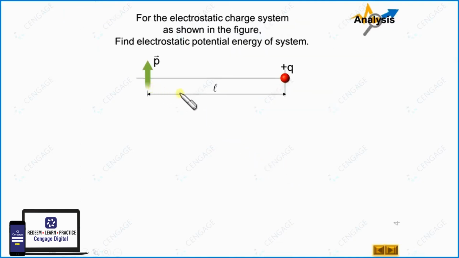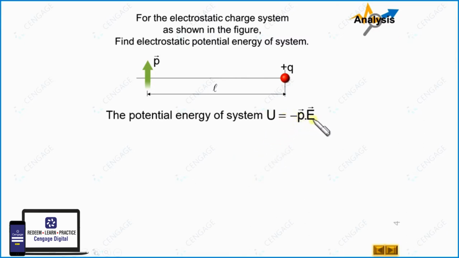This is the situation, and we know the potential energy of the system is given by U equal to minus P dot E. This is the expression. P is the dipole moment and E is the external electric field, and the external electric field is created because of this charged particle at the center of the dipole, and we know the electric field because of this point charge will be in the leftward direction like this. This is the electric field vector, right? That means the angle between the electric field vector and dipole moment vector is 90 degrees.